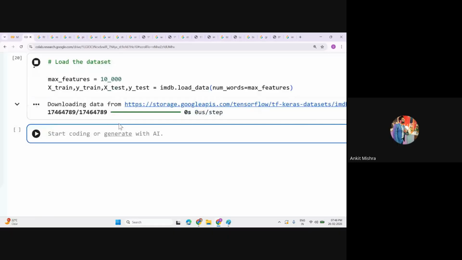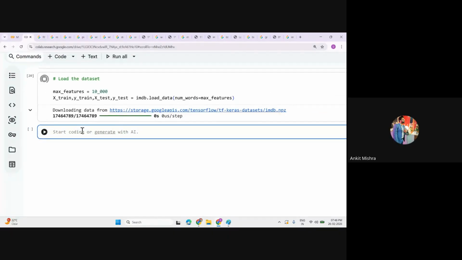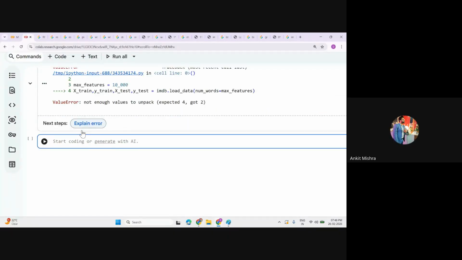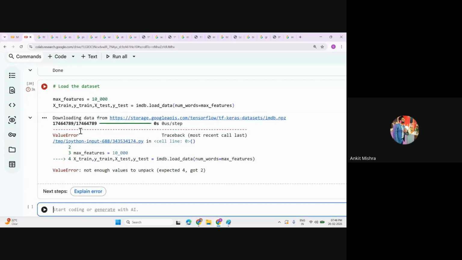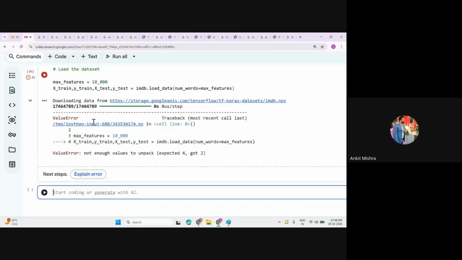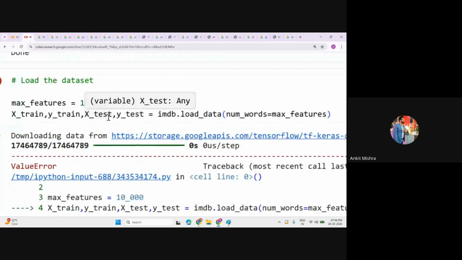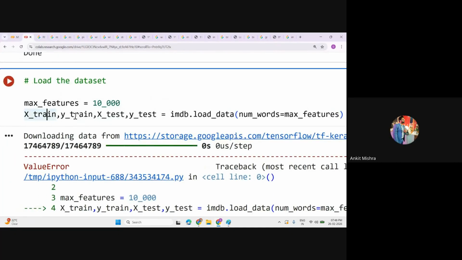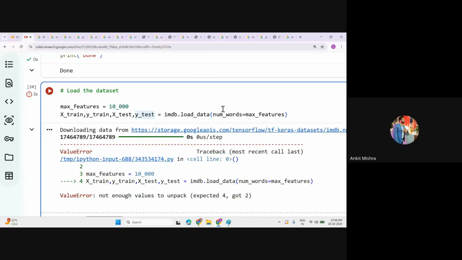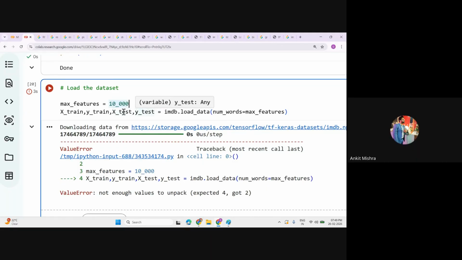So we got this data, we have downloaded this data. Class, I hope everyone is getting "not enough values to unpack". What is the issue, right? Let me just check this one. I think we have used xtrain. Expected 2, got 4. What is the issue? Expected 2, got 4. Xtrain, ytrain, xtest, and ytest. And the number of words that we are looking for is like the maximum features, xtrain, ytrain, xtest, and ytest.